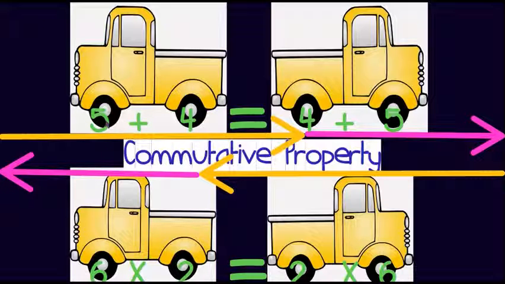Here's an example with numbers. 5 plus 4 is the same thing as, or equals, 4 plus 5. It does not matter the order of the numbers that you have. The same thing holds true with multiplication. 6 times 2 is the same thing as 2 times 6. Commutative property says that the order doesn't matter on adding or multiplying only.